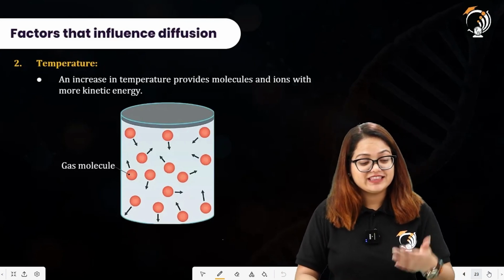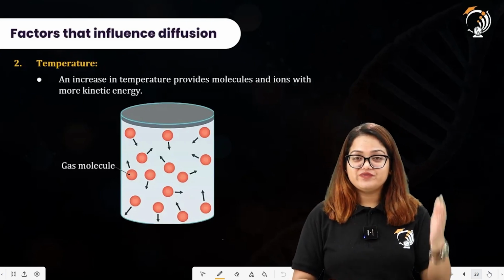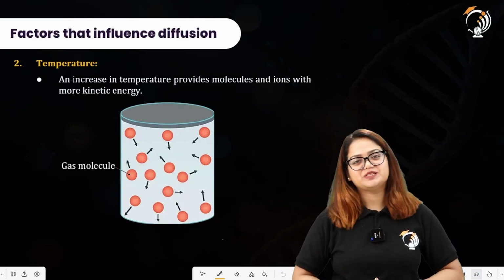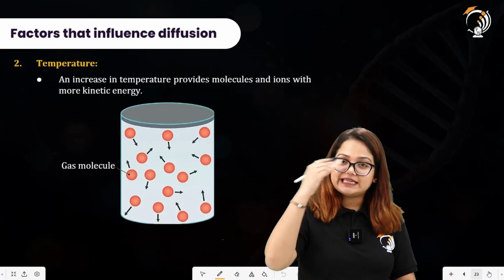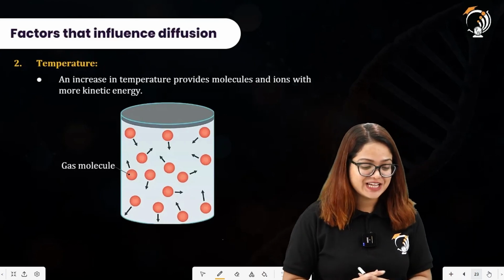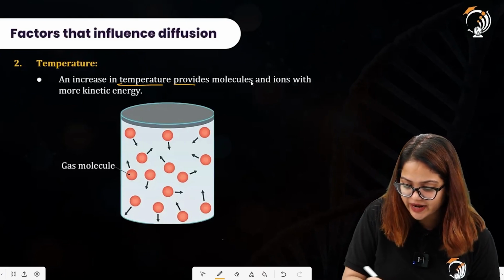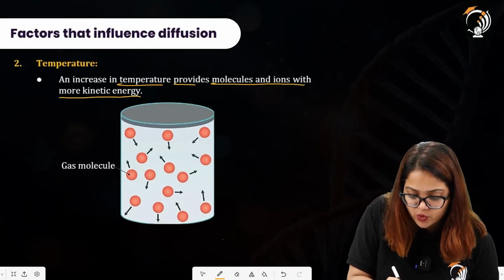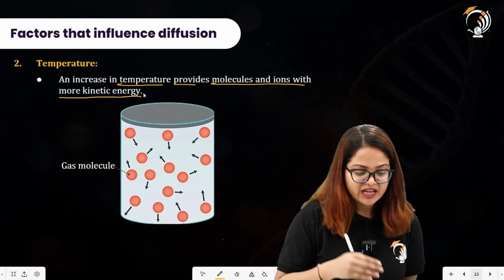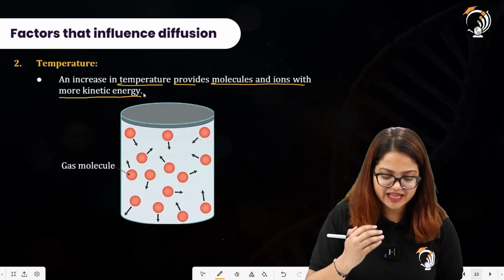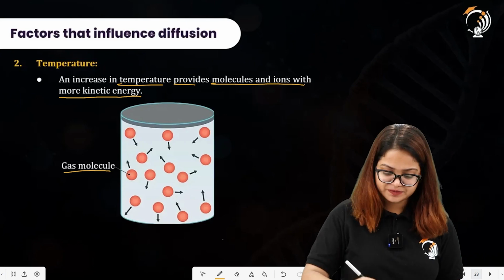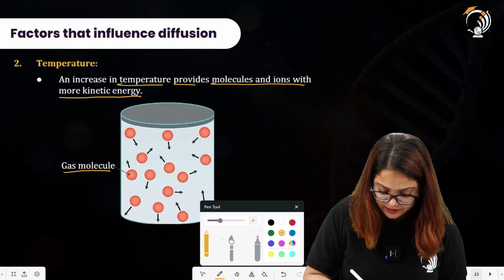The increased random movement of molecules results in an increased rate of diffusion at that temperature. So whenever there is increased temperature, the rate of diffusion also increases. I hope this is clear. An increase in temperature provides molecules and ions with more kinetic energy. Why does this happen? The heat energy is converted into the kinetic energy exhibited by the molecules, and here we have the molecules of a gas.